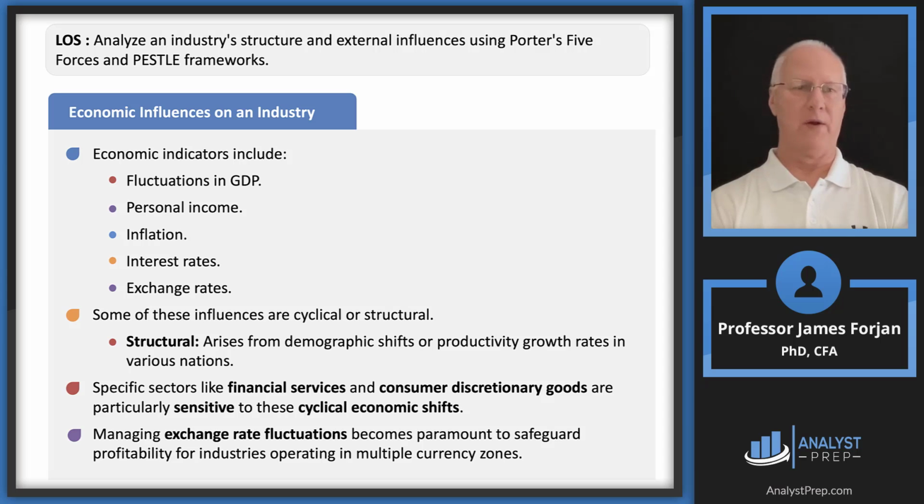I surely hope I don't have to tell you about economic influences on an industry. We've done all this before. There's a list of just a handful of these macroeconomic variables. But I think the interesting question here is that second teardrop point. Some of these influences are cyclical. Some of these influences are structural. How do those cyclical and structural shifts impact the industry size and the industry growth rate?